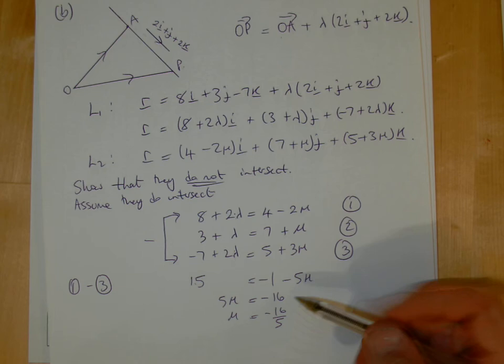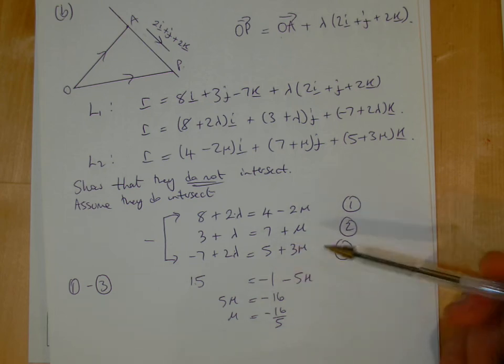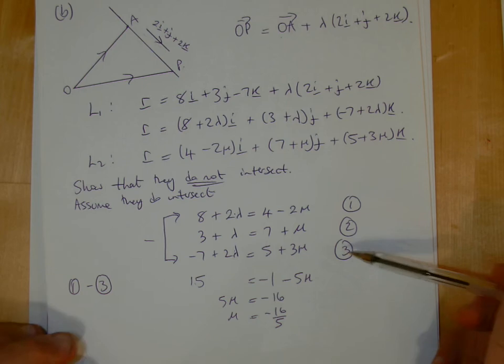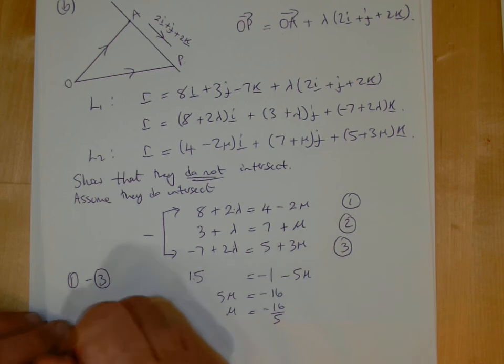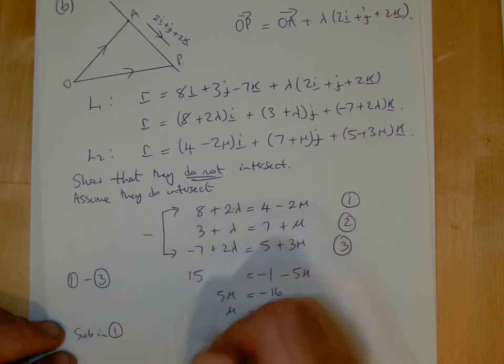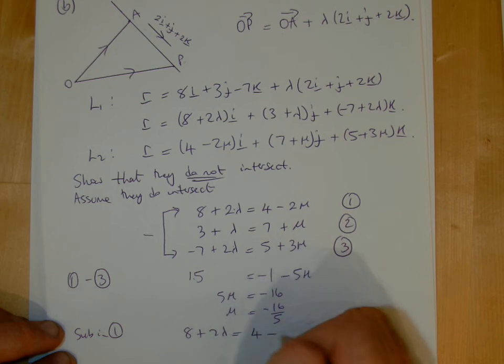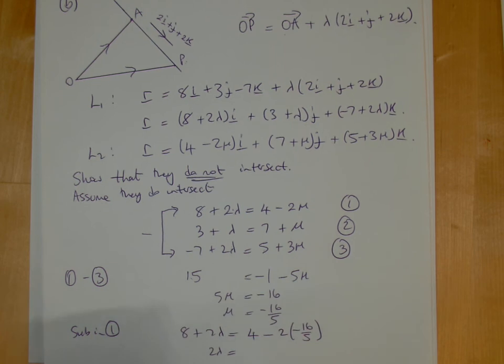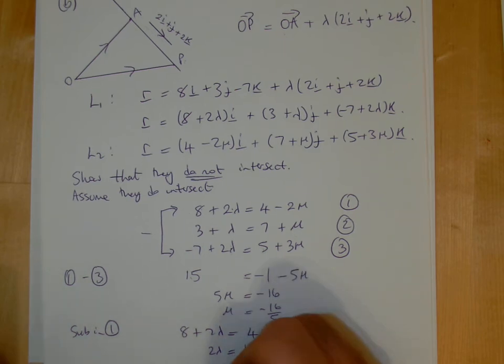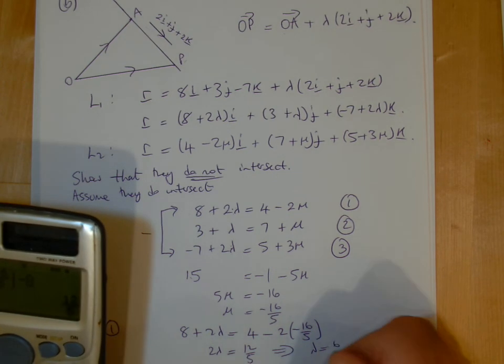So then I'm going to sub it in to work out what lambda is, but it's important when you sub it in, only sub it into number 1 and number 3. So if I sub it into, say, number 1: 8 plus 2 lambda equals 4 minus 2 times mu, which is minus 16 over 5. So then 2 lambda equals, on my calculator, 4 take away 2 bracket minus 16 over 5, and then if I take that 8 over as well, minus 8, we've got 12 over 5, which implies lambda is 6 over 5.